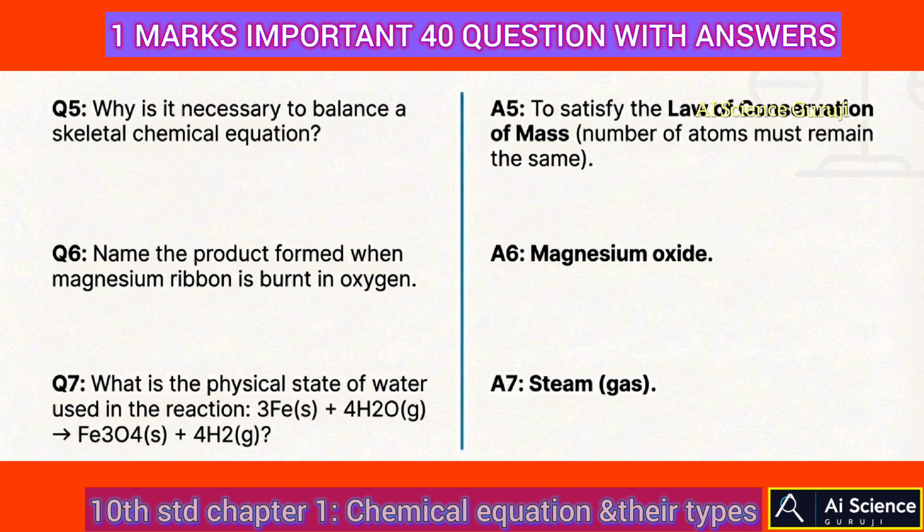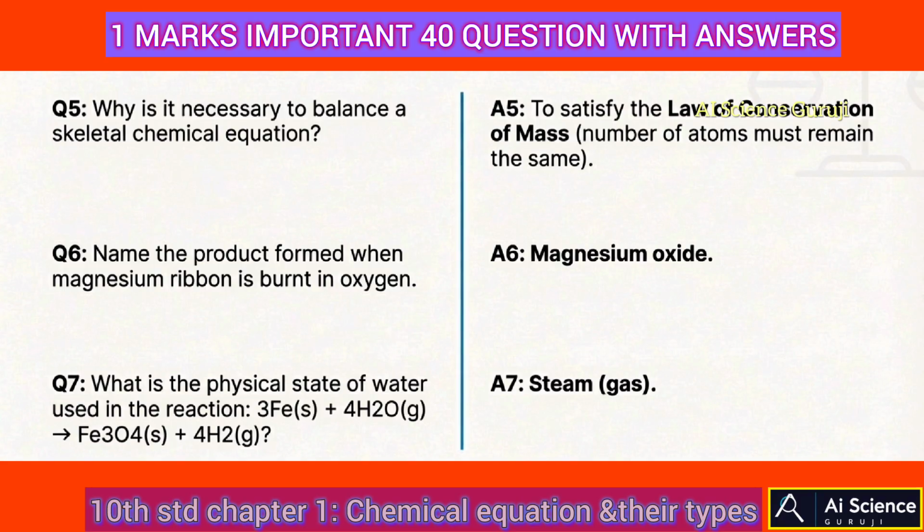5. Why is it necessary to balance a skeletal chemical equation? Answer. To satisfy the law of conservation of mass, the number of atoms must remain the same. 6. Name the product formed when magnesium ribbon is burnt in oxygen.